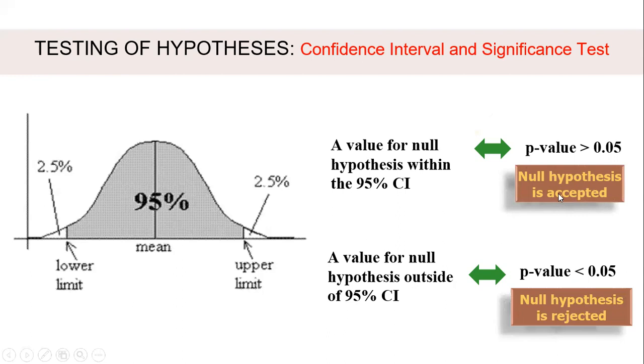Here, the null hypothesis is accepted. However, some authors don't use the term accepted. They use the term null hypothesis is not rejected. Here, if p-value is less than 0.05, the null hypothesis is rejected.